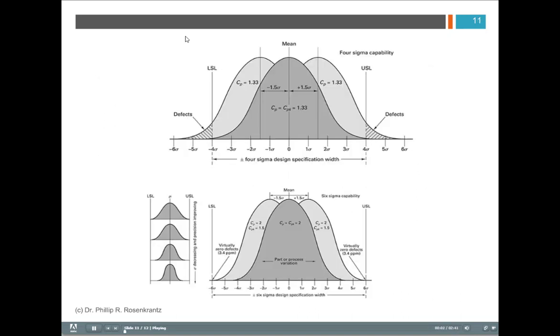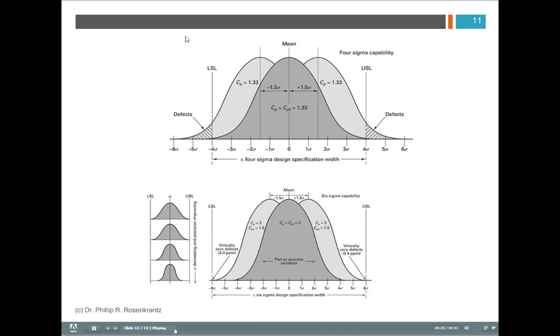So finally we get to the slide at the end of Module 1 where we explain in detail where Six Sigma came from. Where did this moniker come from that we've heard so much about? The top part of the illustration shows a process that has a spread of plus or minus 4 sigma between the upper and lower spec limits.